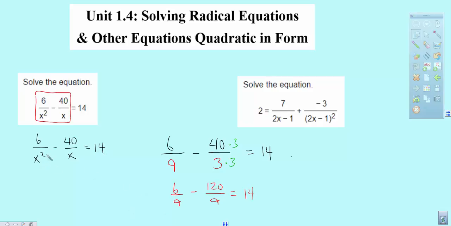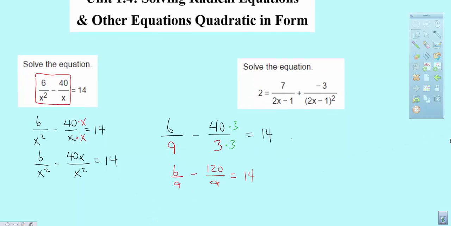This guy has x squared. That means he's x times x. Well, that means this guy needs another x. Now he's x squared. Well, whatever I do to the bottom, I have to do to the top. So I rewrite this. This becomes 6 over x squared minus 40, don't forget that x you had on the top, over x squared equals 14.